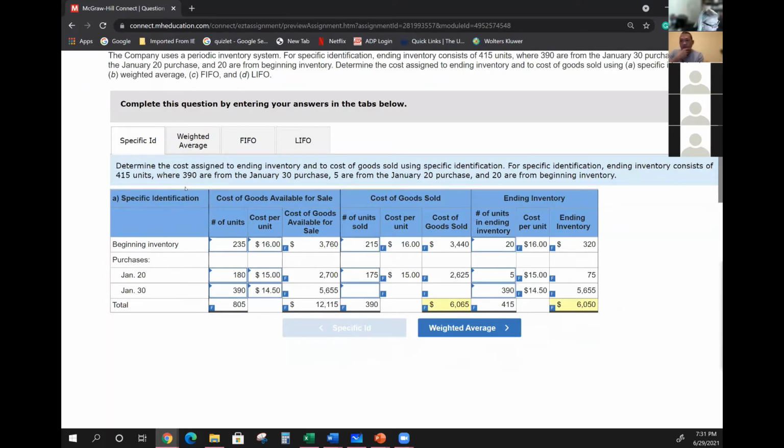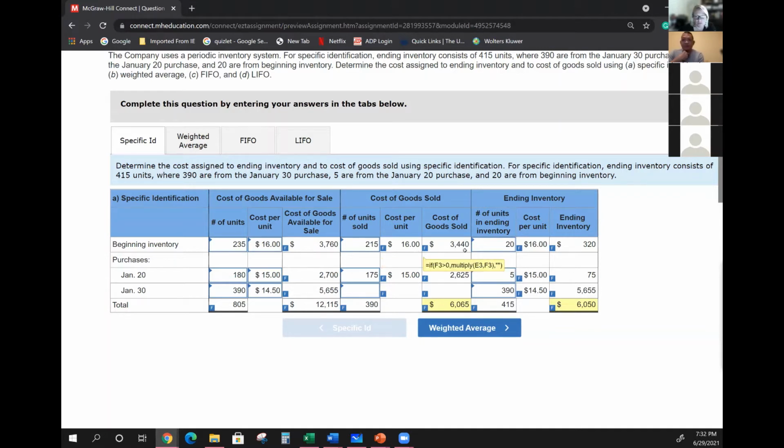Ending inventory consists of 415. 390 units are from the January 30th purchase, 5 are from the 20th purchase, and 20 is from the beginning purchase. So since they're telling us what's left in the end, I know how many I sold out of each one of the batches. Yes, so you have to subtract it, and that's how you get your 215. So we're taking the 235 that we had, and the 215 that we sold, because we had 20 left. So we have 215 at $16.